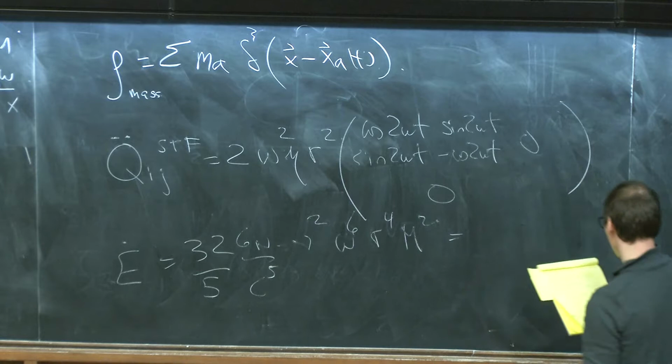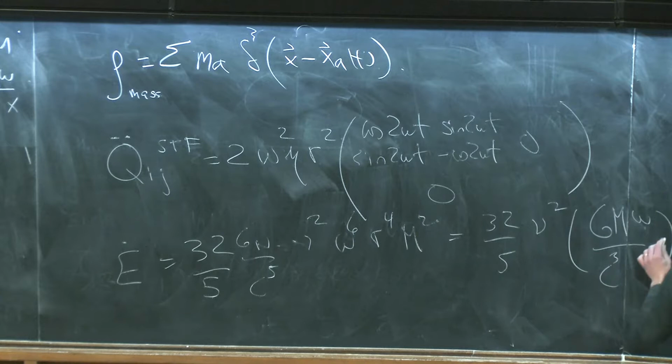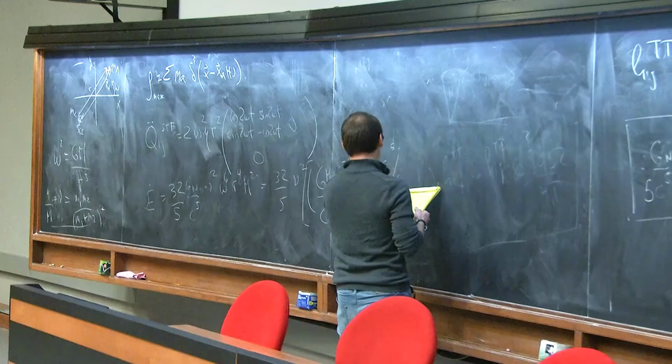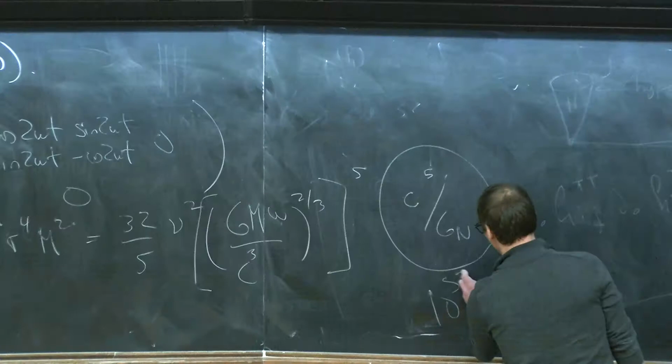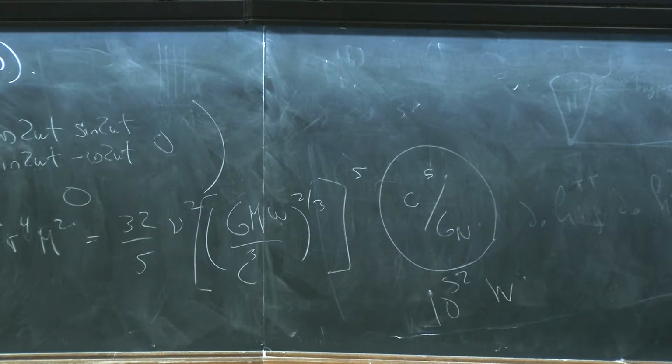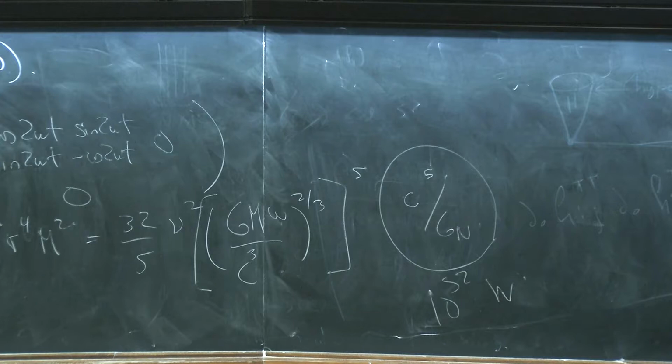And this can be rewritten as 32 over 5 nu squared, this ratio to the 2/3, everything to the 5th, times the Planck luminosity I was telling you about before. This, by the way, I don't know if you guys know, is about 10 to the 52 watts. So gravity is weak, so 1 over G Newton is huge. So the whole point is, what is this? Because otherwise this would be a humongous luminosity. How do you know it's humongous?